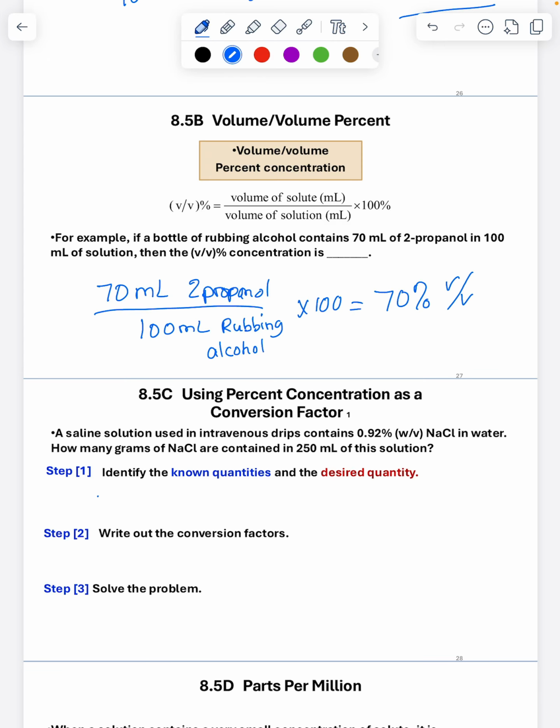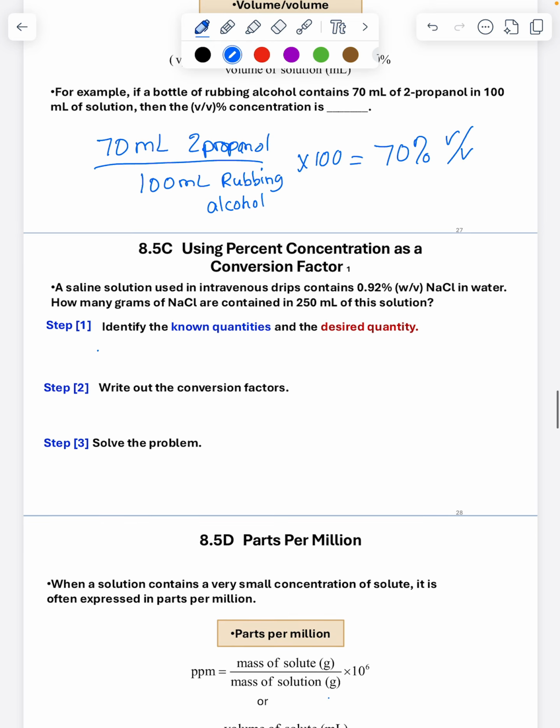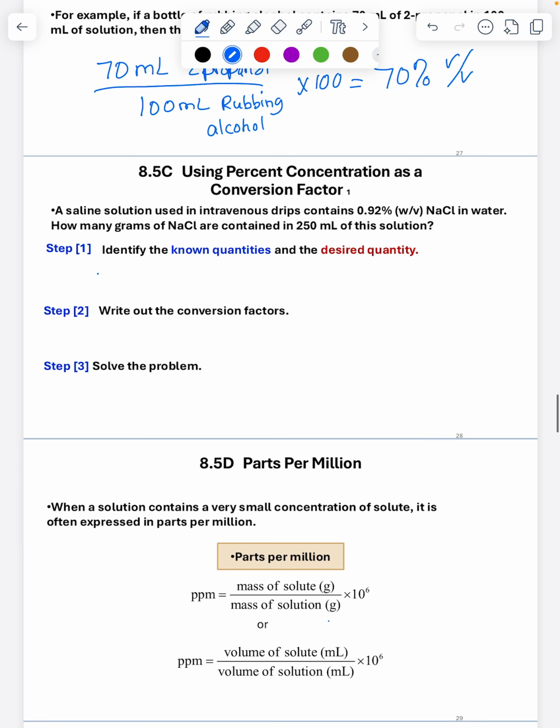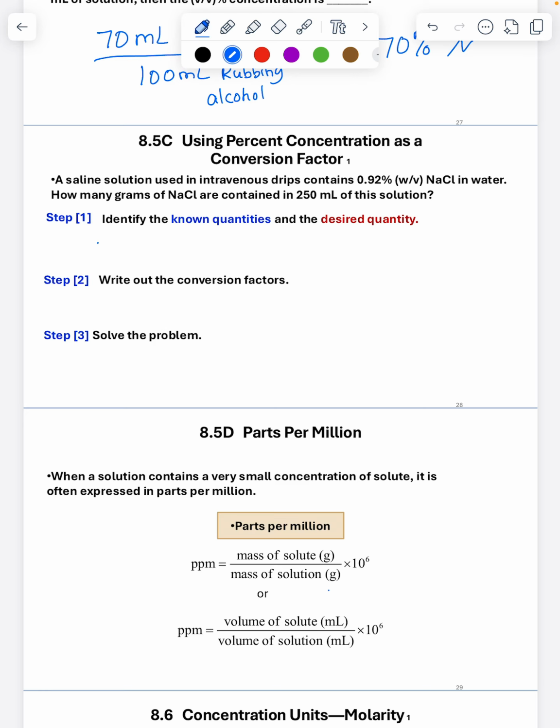Another type of problem that you might see is using percent composition as a conversion factor. And so here's an example. We have a saline solution used in intravenous drips that contains 0.92% sodium chloride in water. How many grams of sodium chloride are contained in 250 milliliters of this solution? So we want to identify what we've been told. So we have 0.92% sodium chloride, and we have a 250 ml sample, and we're wanting to know grams of sodium chloride in this solution.